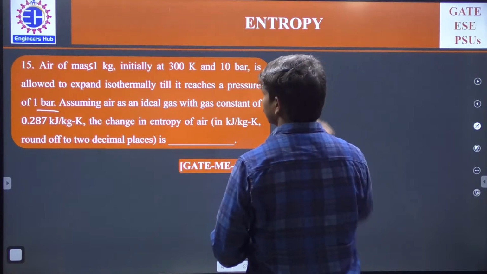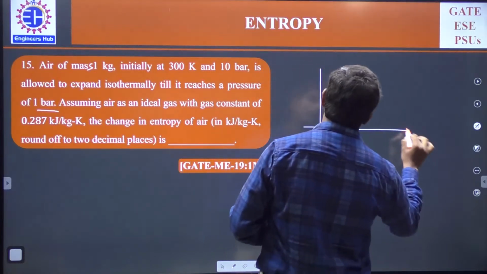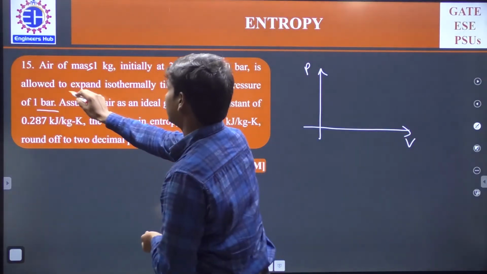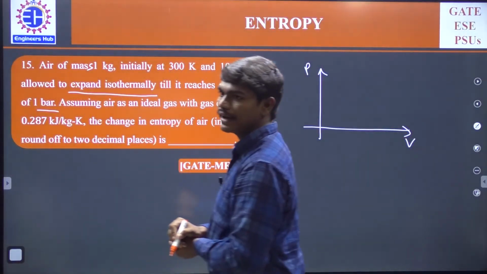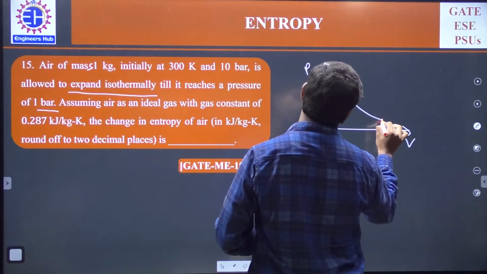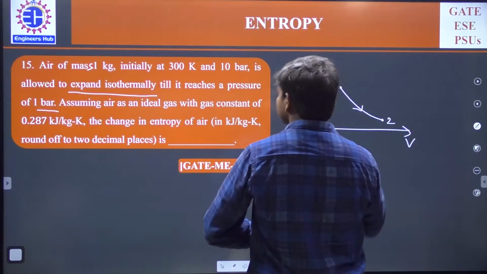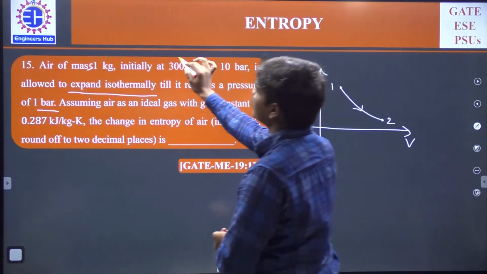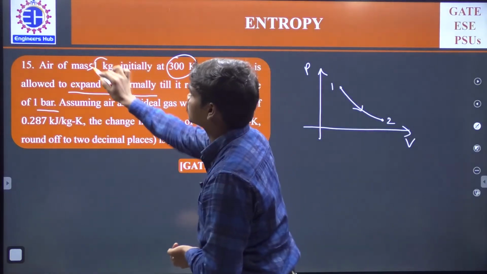So see here, there is A basically, which, if you write this on a PV diagram, is given to expand isothermally, meaning A is expanding isothermally. So if this is state 1, this is state 2. So there is isothermal expansion. By isothermal expansion I mean this 300 Kelvin remains constant throughout, and this mass is 1 kg.